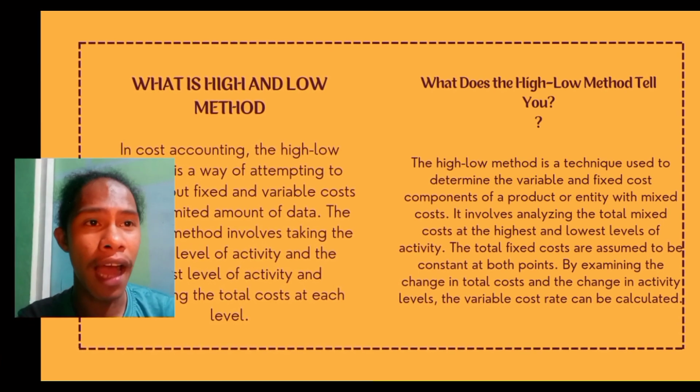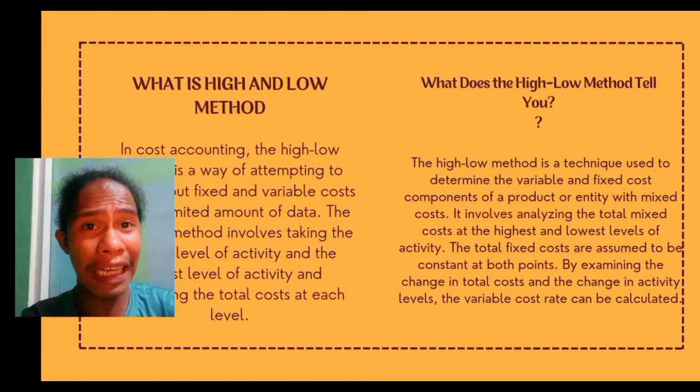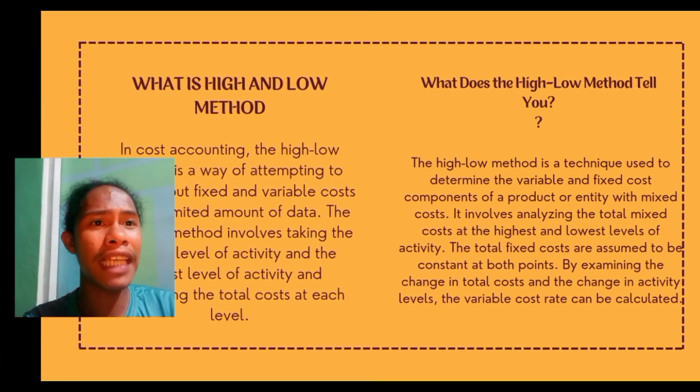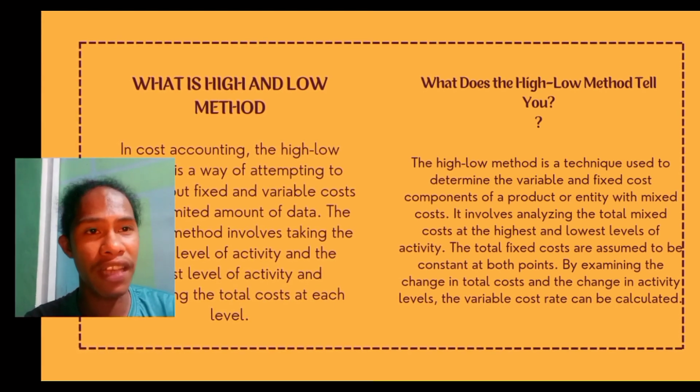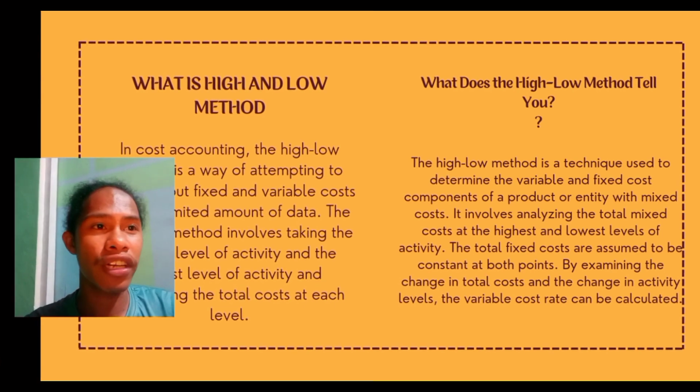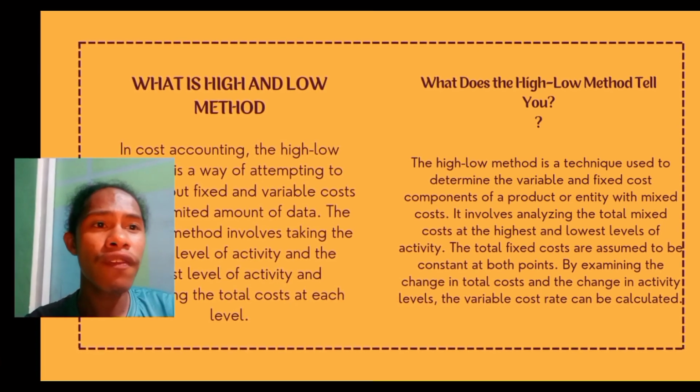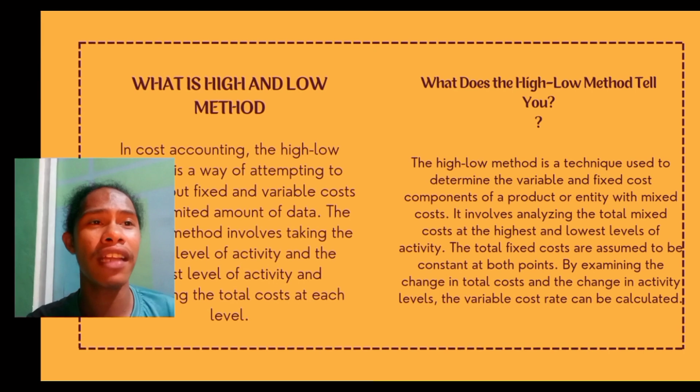Nganong naaman siya? So, ang sa nato ma-determine ani? So, the high and low method is a technique used to determine the variable and fixed cost component of a product or entity with mixed cost. So it involves analyzing the total mixed cost at the highest and lowest levels of the activity. So the total fixed costs are assumed to be constant at both points. By examining the changes in total cost and the change in activity levels, the variable cost rate can be calculated.